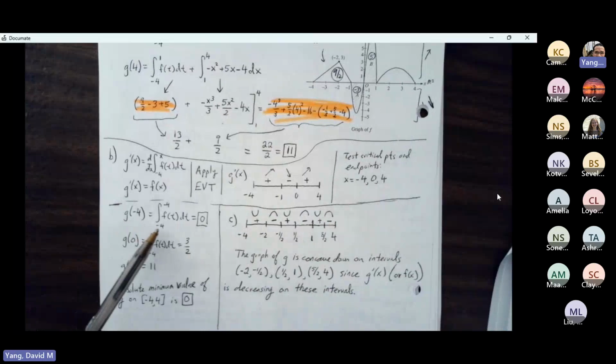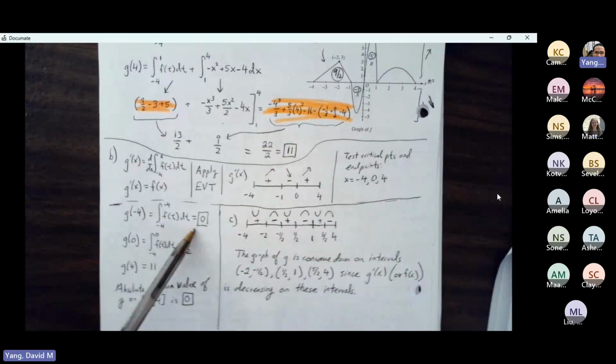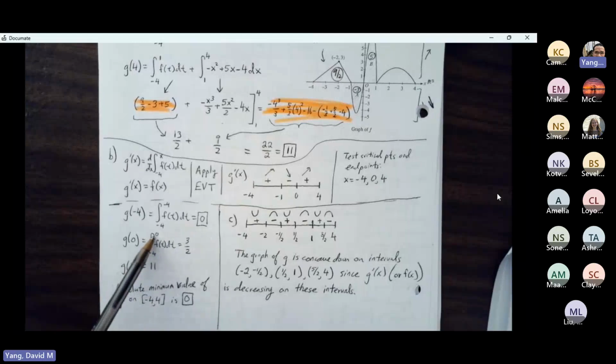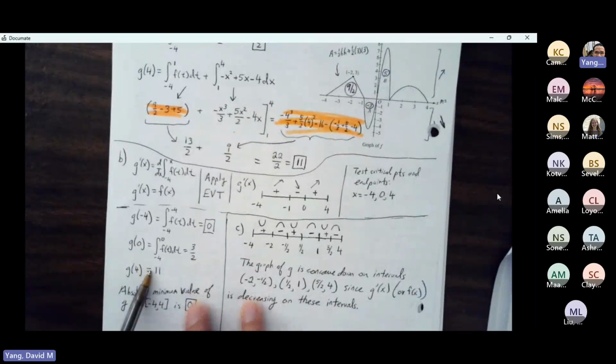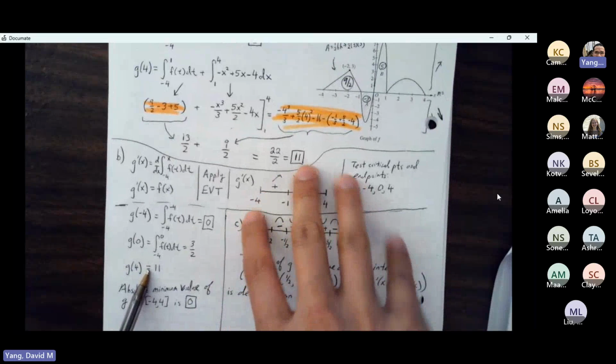So g of negative 4 is easy because the bounds are going to match. Whenever the bounds match, you know your area is just 0. From negative 4 to 0, we found that, right, which is 3 halves. G of 4 is 11.